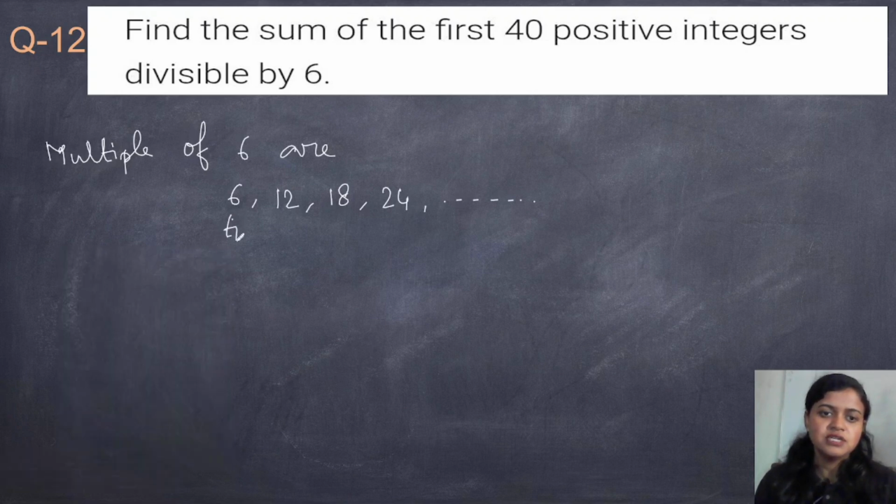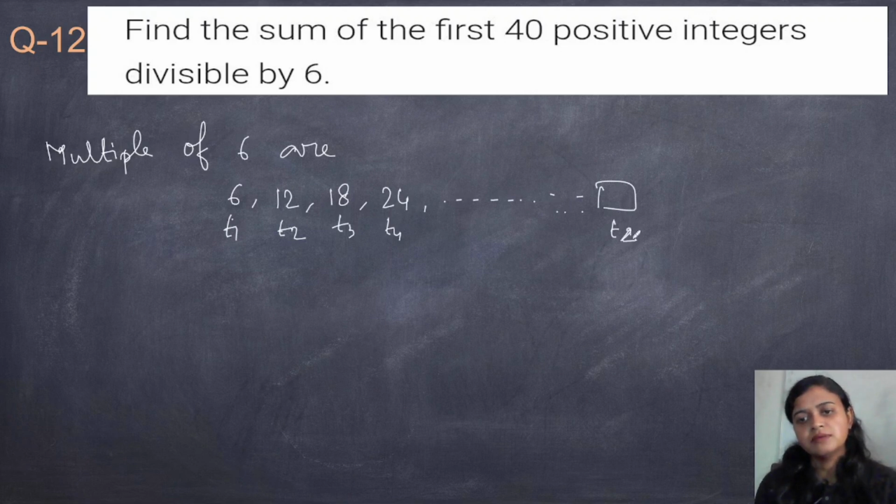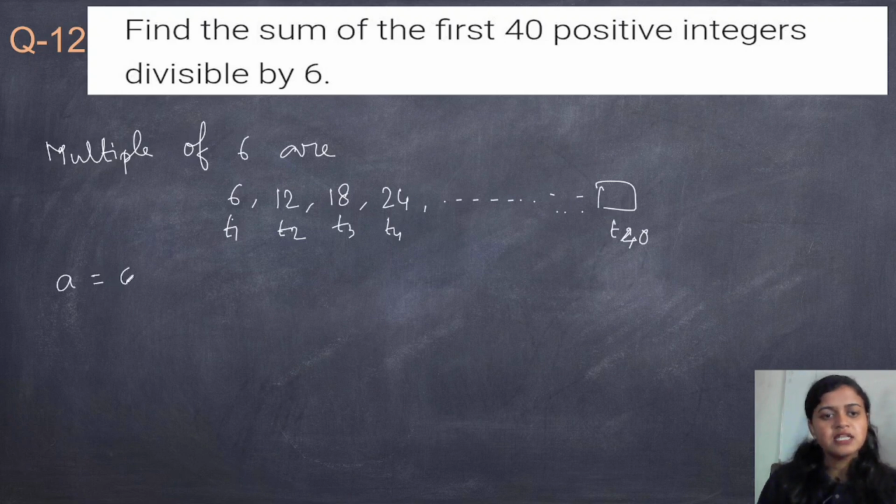So this is T1, T2, T3, T4, and so on. Suppose this one can be T40. You don't know T40 yet. From this AP series, we can write A equals 6 and the value of D equals 12 minus 6, that is 6, and 18 minus 12, that is 6. Everywhere 6 is the common difference.